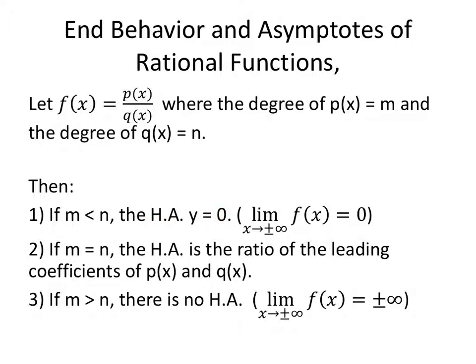We had x squared over x cubed. If the degrees are exactly equal, the horizontal asymptote is the ratio of the leading coefficients. That was the first two examples we did. And then if m is greater than n, the degree of the numerator is bigger than the degree of the denominator, we don't have any horizontal asymptote. And the limit as x approaches plus and minus infinity of f of x is going to plus and minus infinity. There's nothing there.